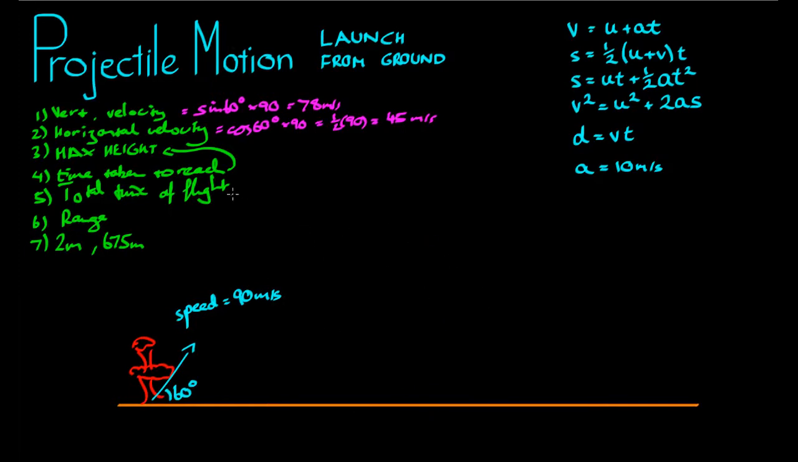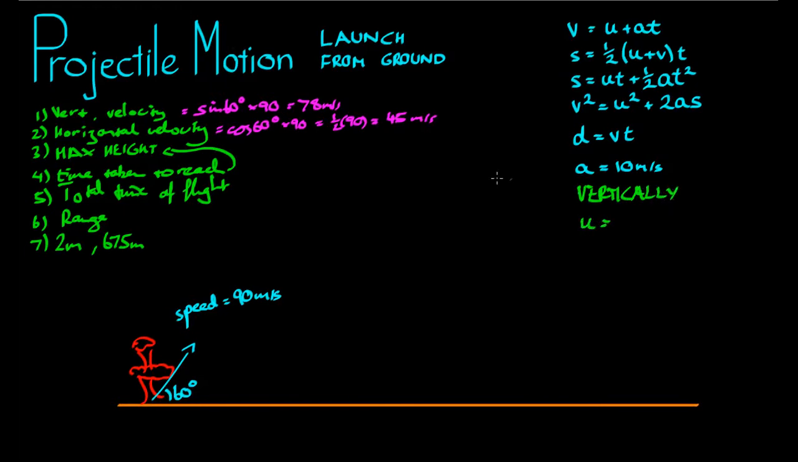The third value we want, the max height. This is when we start using our motion equations. So we know vertically, so we're just thinking vertically now. I'll write that over here. Vertically.